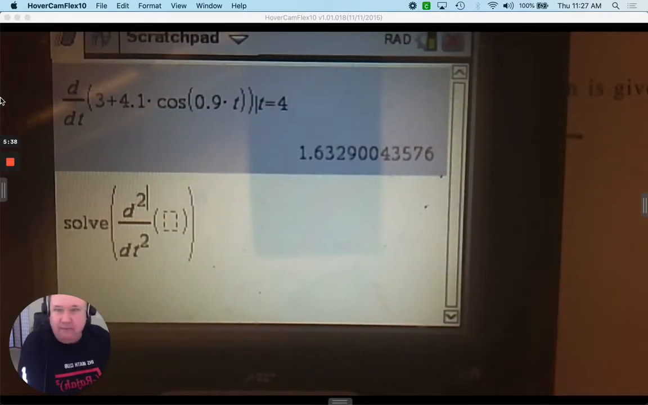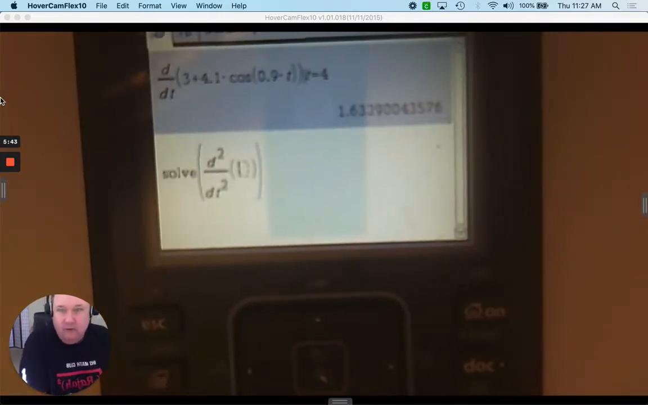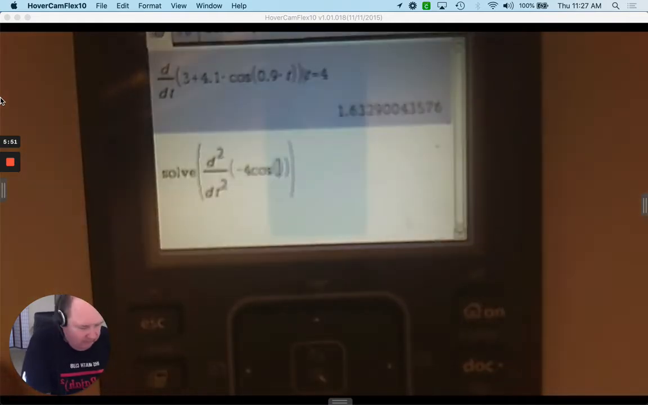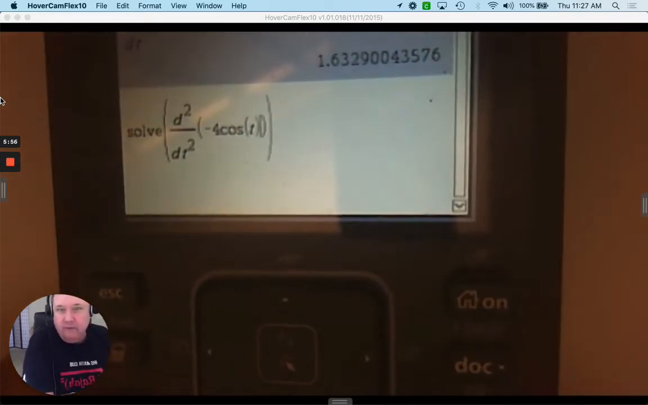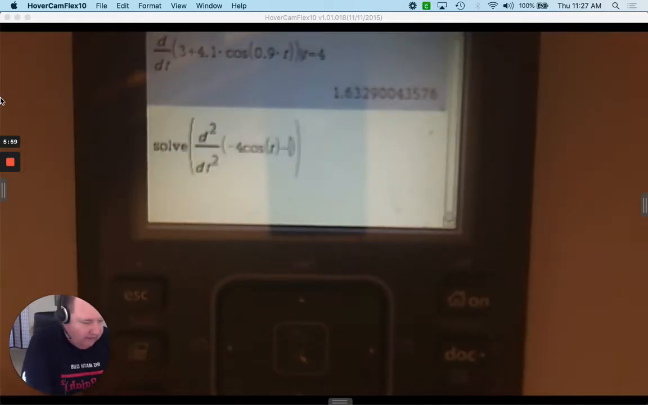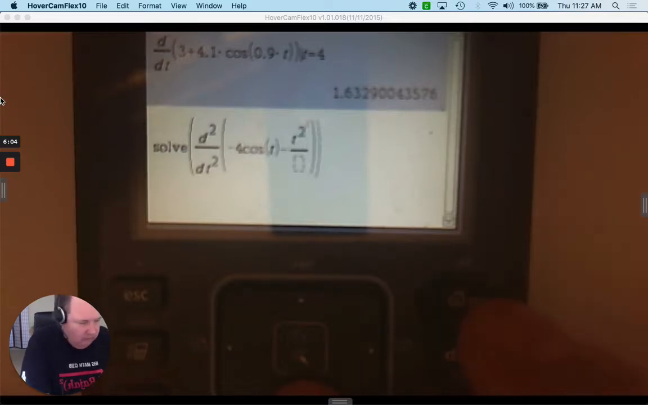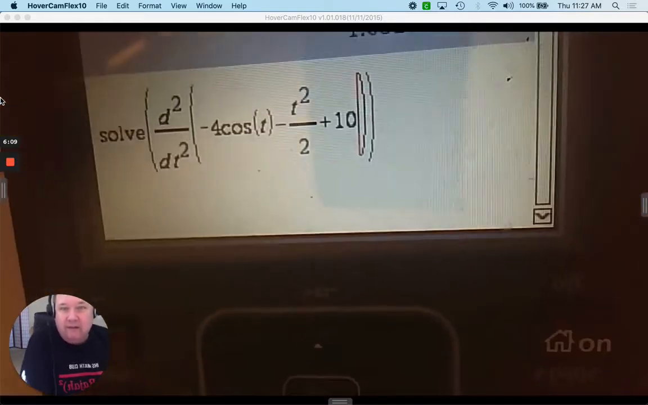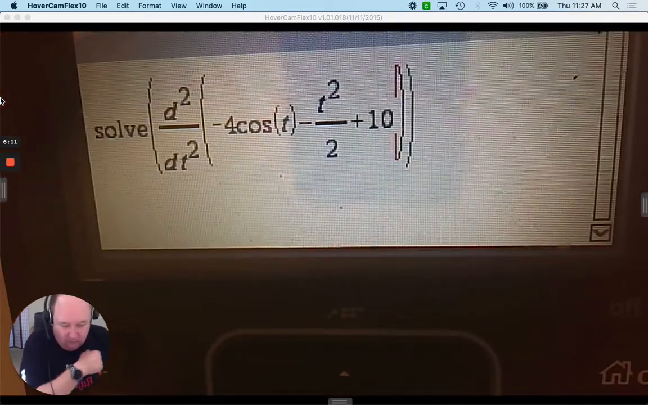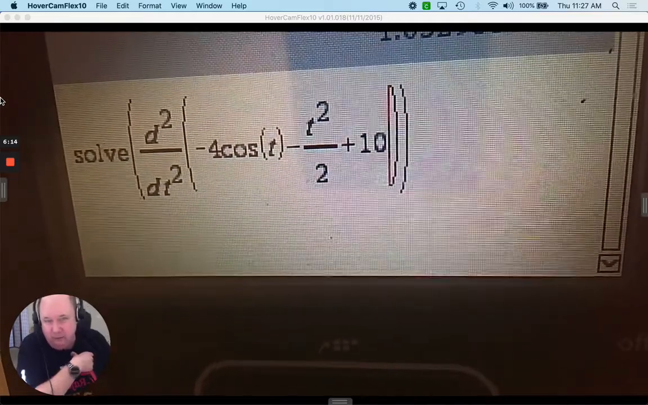And then you're going to type in the equation. So let me do that. I'm just going to move the book for a second and type it in so I can see it. So that's negative 4 cosine t. So move the cursor. Subtract t squared over 2 plus 10. So I'm just making sure, did I type it in correctly? Negative 4 cosine t, subtract t squared over 2 plus 10.